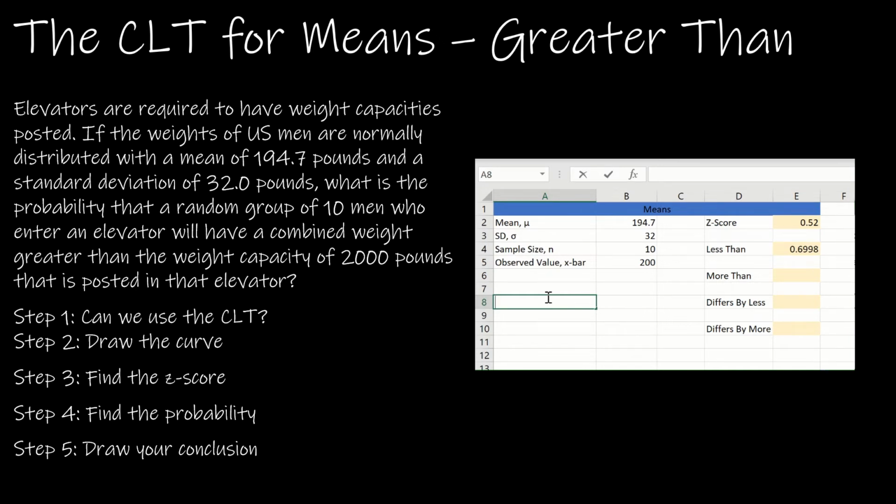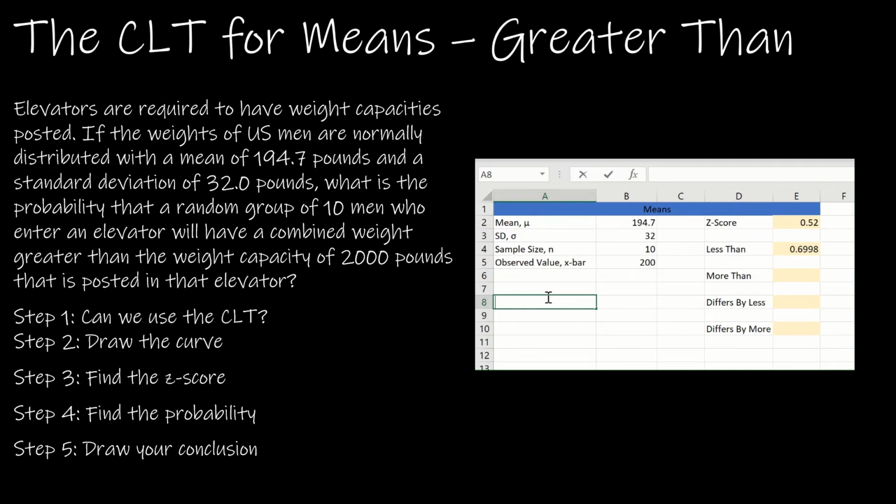We're already done. The mean of the weights of U.S. men is 194.7 with a standard deviation of 32. And these are in pounds. What is the probability that a random group of 10 men, so again, stop right there, a group of 10 men tells me this is not a population, this is a sample of 10 men. So the sample of 10 men who enter an elevator will have a combined weight greater than the weight capacity of 2,000 pounds posted in the elevator. So step 1, yes, I can use the central limit theorem. The population is normally distributed.